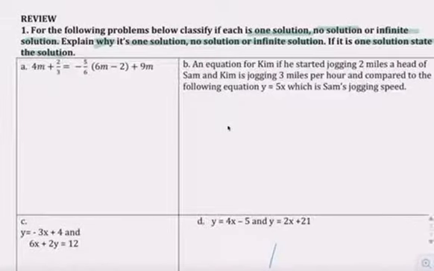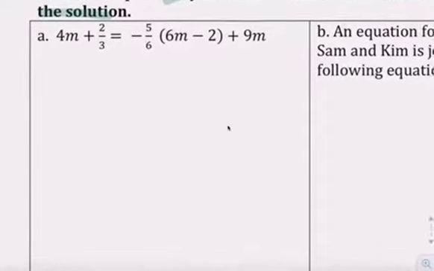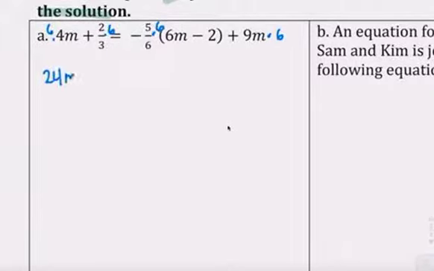All right. On A, the least common denominator is 6. Did you get 6? Did you finish that one? The least common denominator is 6, so times by 6. That's 24m plus, cross cancel, it's 2, that's 4. Equal, cross cancel, you get -5, and everything in the parentheses stays the same. Get 6m minus 2, and the other one is 54.